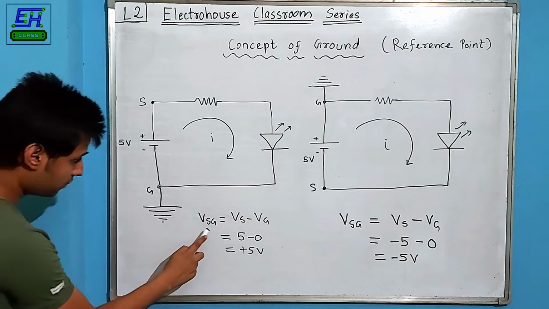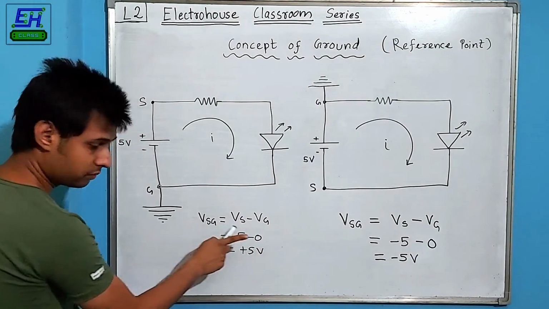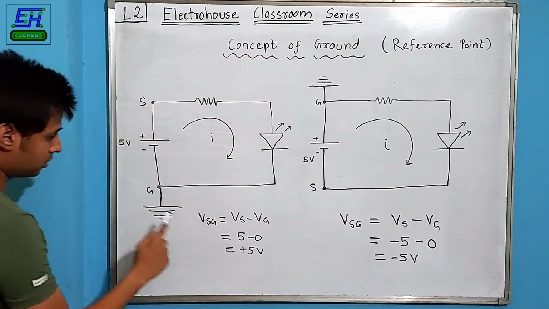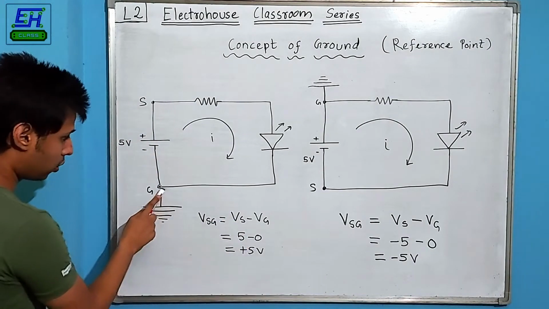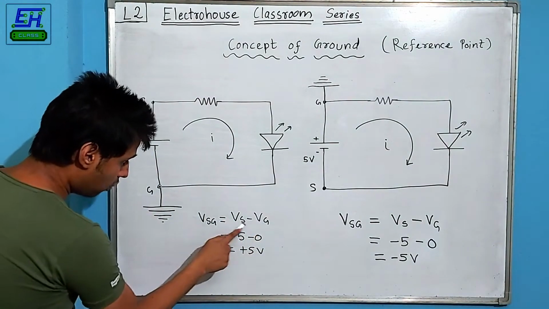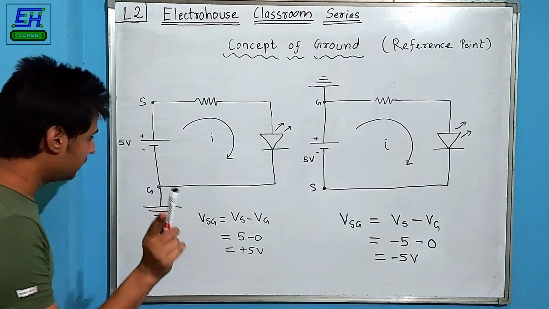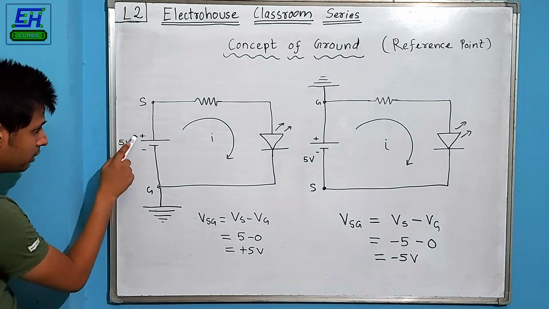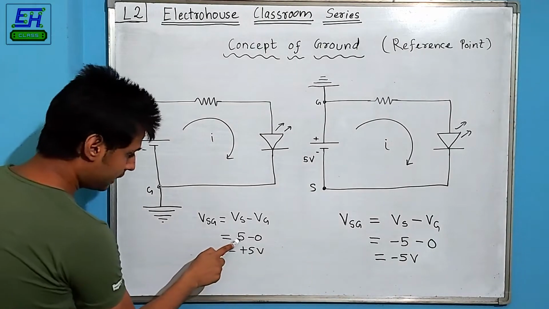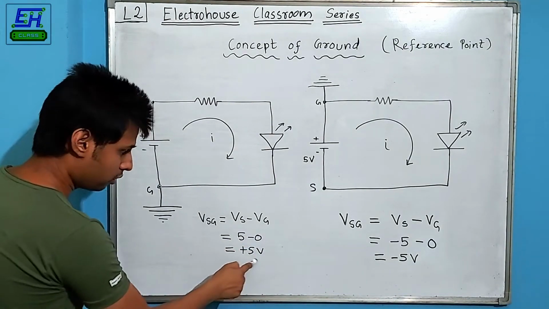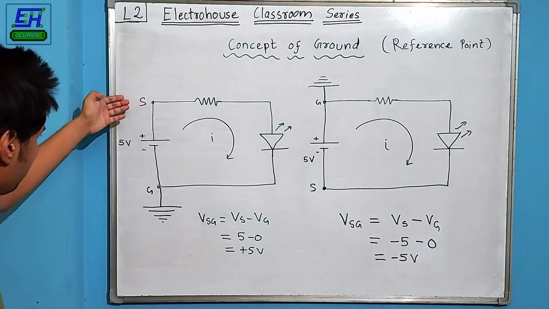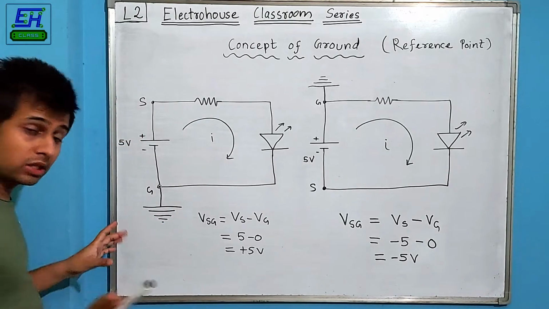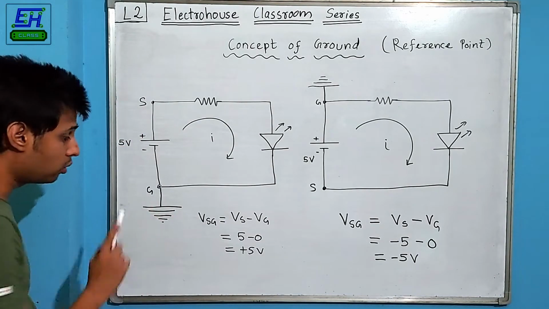So definitely you can see VSG equals VS minus VG, the potential of this terminal minus the potential of this ground. Ground potential is definitely zero. And how is VS 5? Because the battery manufacturer itself has specified this. With respect to that negative terminal, it is actually 5 volts. So we write here 5, and 5 minus 0 equals plus 5 volts. And you can directly see from here VSG is nothing but 5 volts. It is only possible when you know where your ground terminal is.